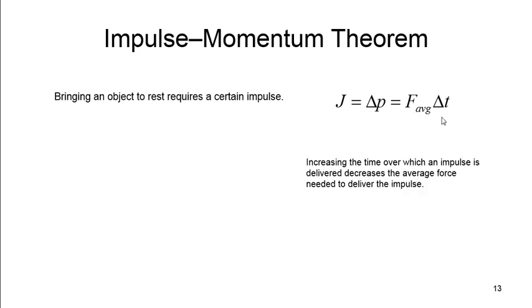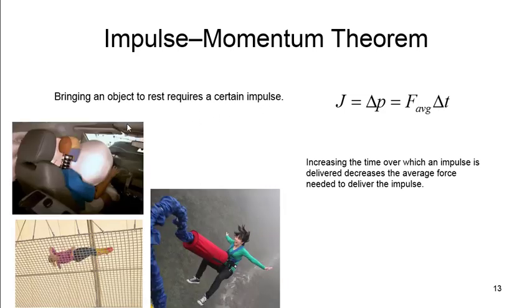So if you increase delta t, this average force that's required to bring something to rest will be smaller. So a lot of our safety precautions that we take in our daily lives, what they do is they increase what delta t can be to bring you to rest. So for example, if you think about an airbag, what is the purpose of an airbag? Well, your body is going to experience an impulse no matter what, because you have some initial momentum and your final momentum is going to be 0.